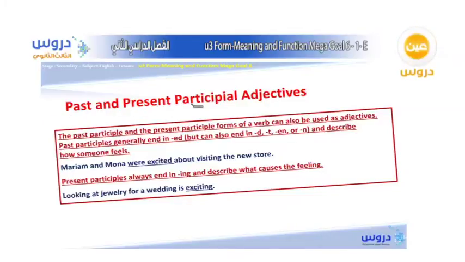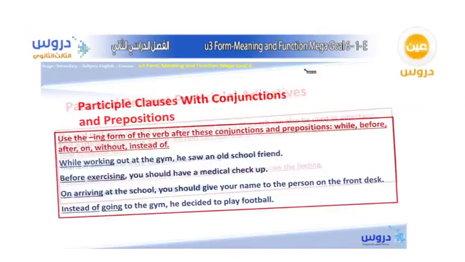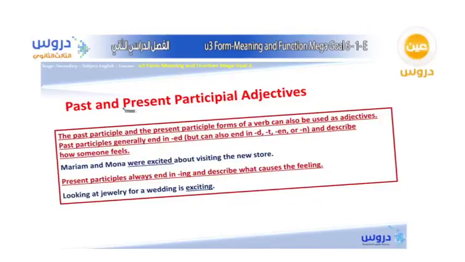Past and present participle adjectives. The past participle and the present participle forms of a verb can also be used as adjectives. Now, we moved from talking about participle clauses to past and present participle adjectives. So don't be confused with these two parts of the lesson. This lesson, participle clauses, this part, and here, past and present participle adjectives.